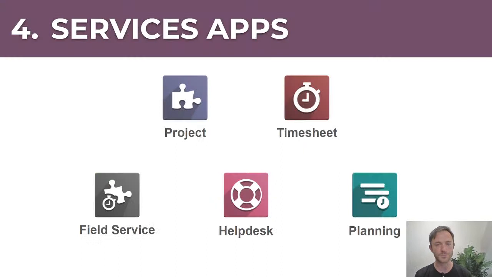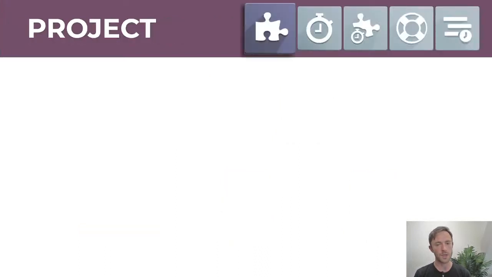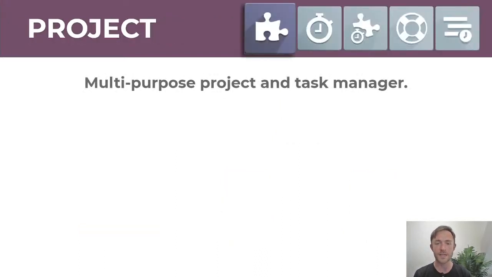We're building something. Our next group is called the services apps. We have the project app, timesheets, field service, help desk, and planning. And this is less about physical goods, and it's more about labor and time. There's a lot of variety here, but generally each of these apps have to do with providing some sort of service work. The Odoo project app can serve a lot of different purposes within a business, but generally it is for managing projects and tasks.